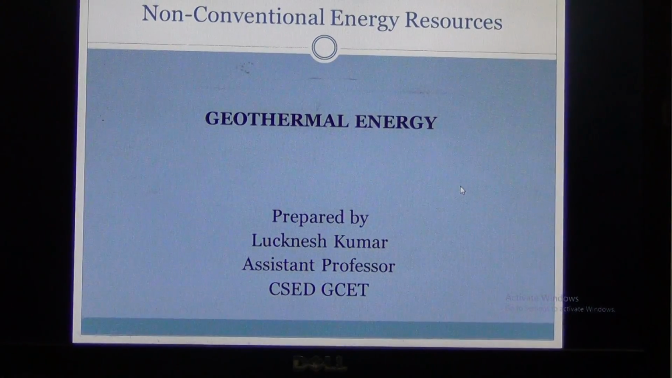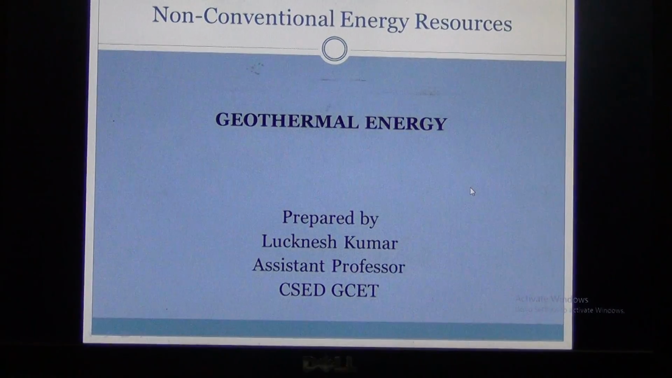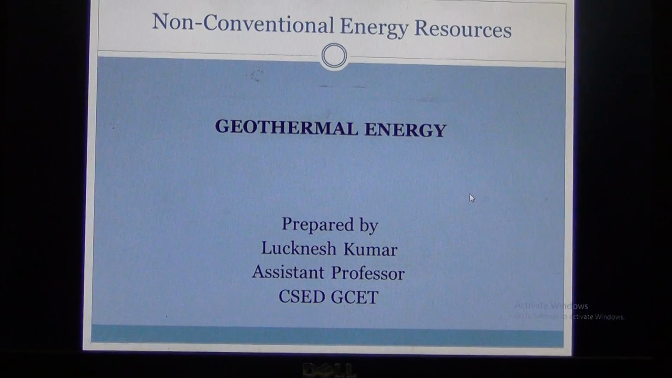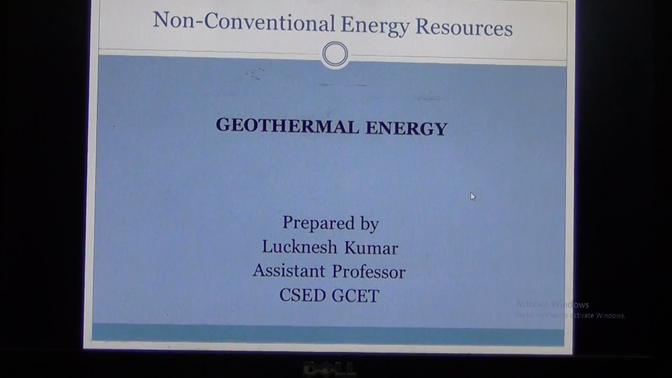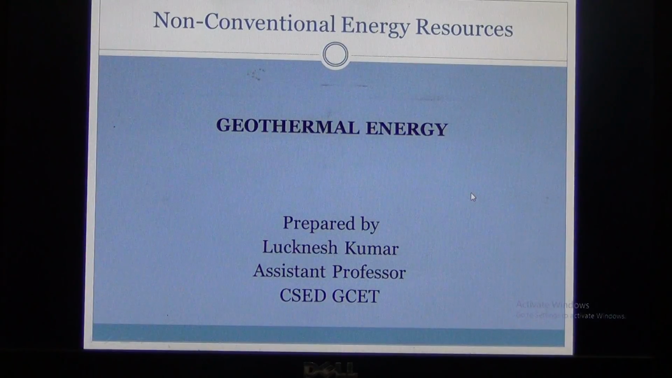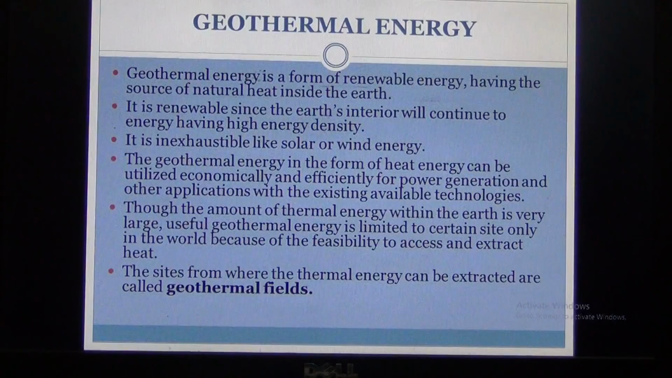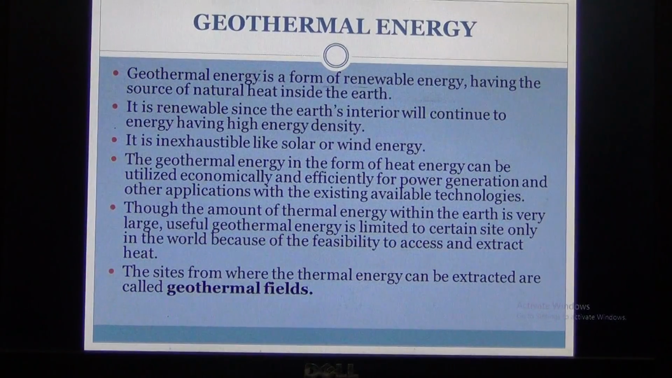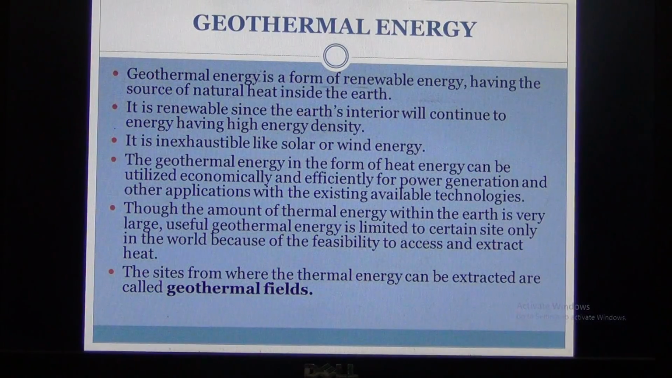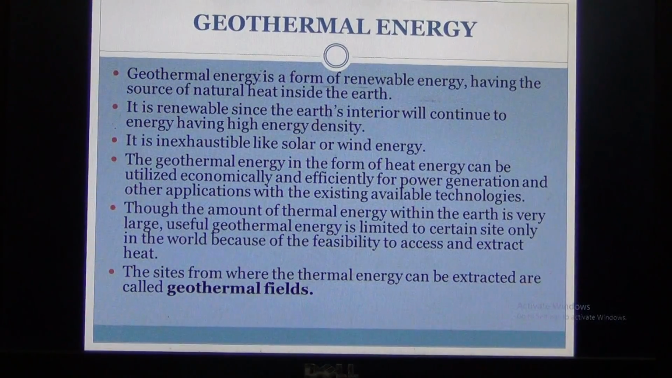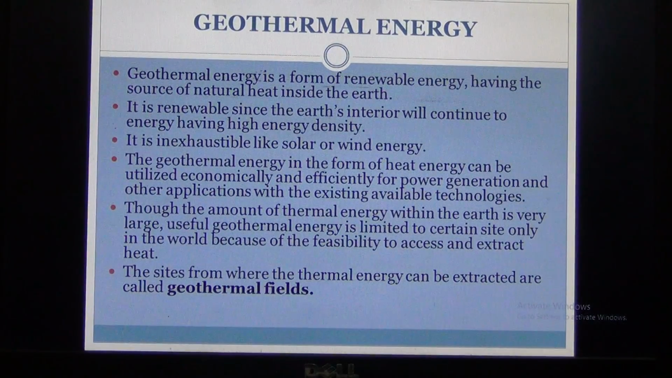Morning students, in today's lecture we will learn about geothermal energy, its types, where it is found, and how it can be used for various energy conversions. So let's start. Geothermal energy is mainly a form of renewable energy having a source of natural heat inside the earth. It is the energy which is stored inside the earth, and there are some locations where it can be used.